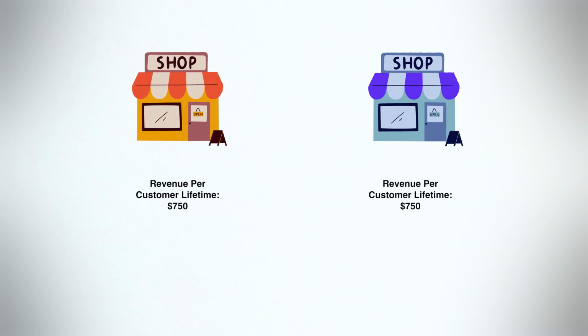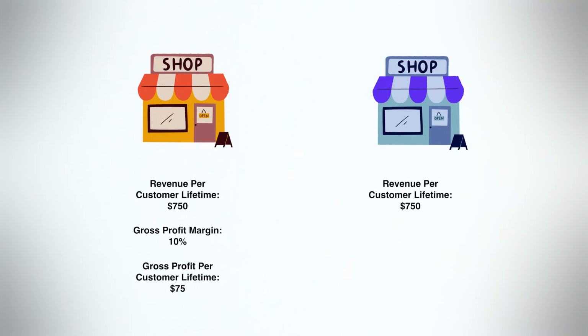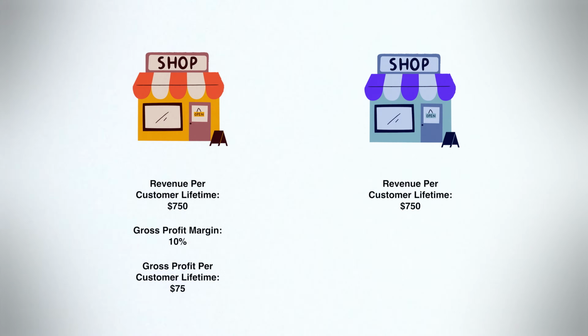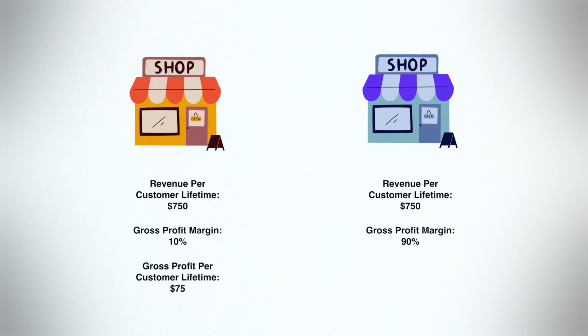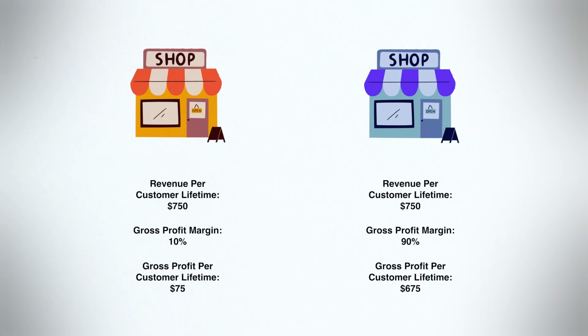But if business A has a 10% gross profit margin, that means that only $75 of that is gross profit. Whereas if business B has a 90% gross profit margin, then that means that $675 of that is gross profit. So when you're working out the viability of running campaigns, of generating customers, the profitability of your business, those two numbers, $75 gross profit versus $675 gross profit, is absolutely enormous, the difference there.